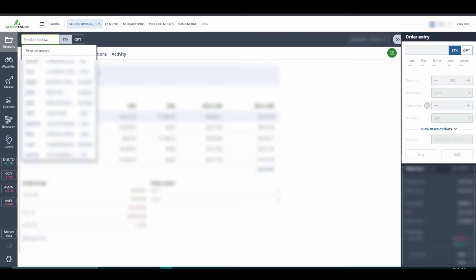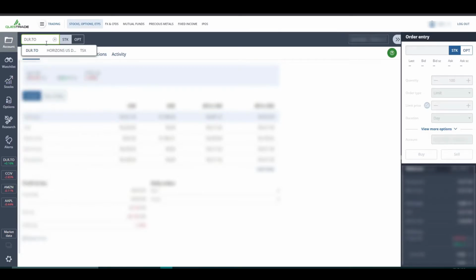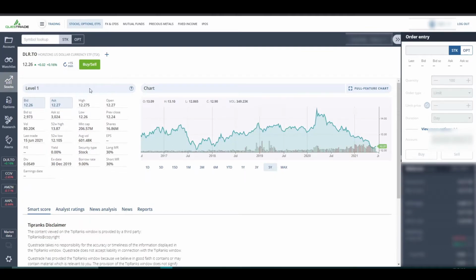Once your funds are in your account, you want to head over to Trade at the top right and search for ticker DLR.TO. This ETF tracks the US dollar and is often utilized for currency exchanges like we're about to do here. The next step is to determine how many Canadian dollars you'd like to exchange and purchase that amount in DLR.TO shares.